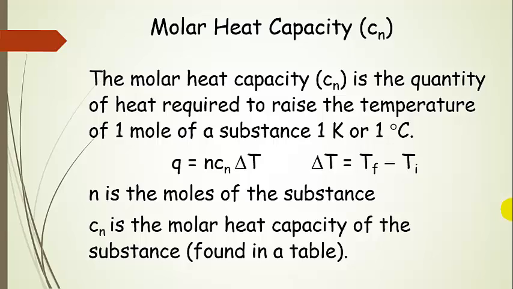All right, and the last kind of heat capacity that we're going to talk about is the molar heat capacity. And so this is just the amount of heat required to raise the temperature of 1 mole of a substance, 1 Kelvin or 1 degree C. And so again, this equation looks similar to the specific heat capacity equation. So we have moles times our molar heat capacity and this change in temperature. Okay? And again, molar heat capacities are also found in a table. So you would look them up for each specific material.